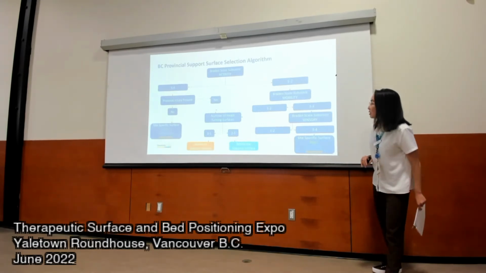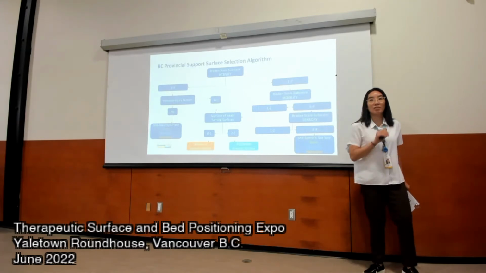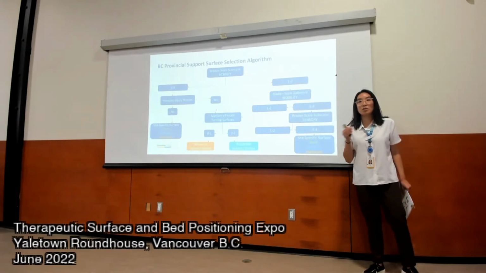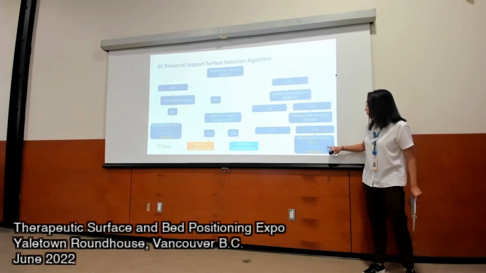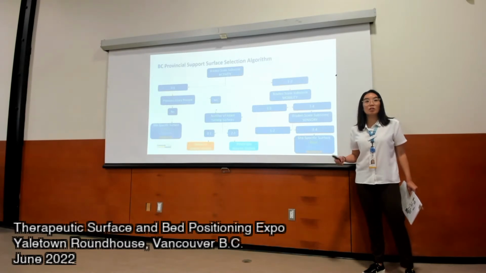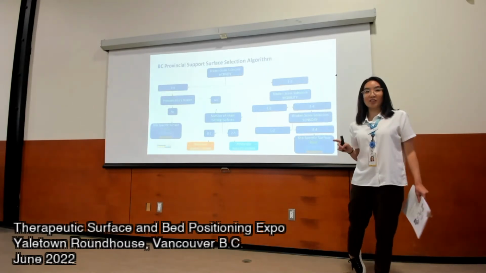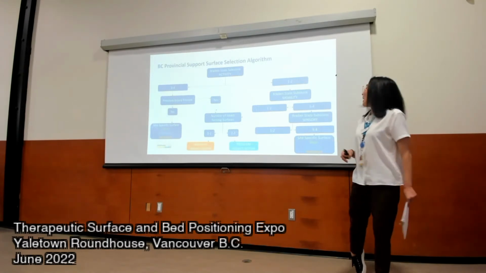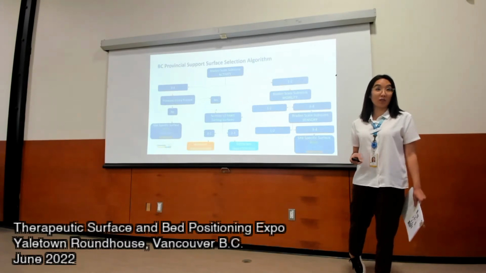And as you can see, it doesn't tell you exactly which specific model of mattress you should be suggesting for your resident. Rather, it just suggests you should use a basic, moderate, or advanced support surface. And from there, you can consider all the different properties of the different support surfaces that you'll learn about in a moment, and then decide to do your trial and error to determine which mattress might be the best fit for your resident.